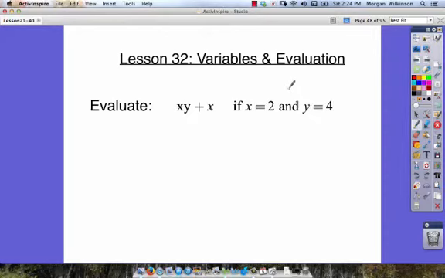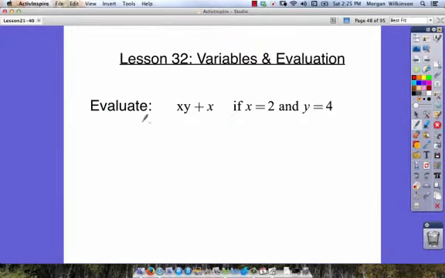Lesson number 32 is all about variables and evaluation. And our first question is to evaluate xy plus x. Now, what we want to find out is the answer to this. We want to evaluate it if x is equal to 2 and y is equal to 4.